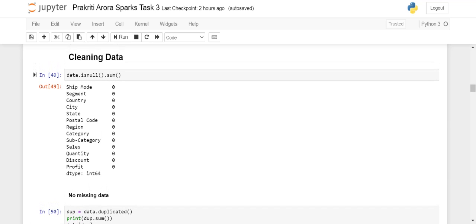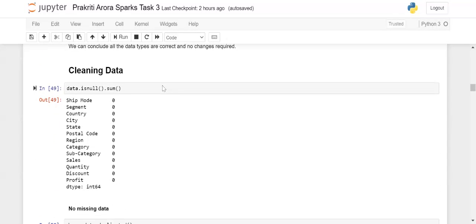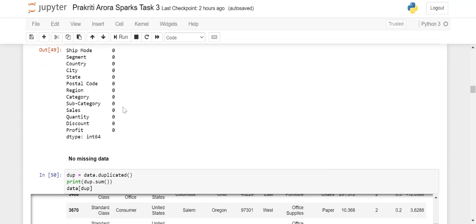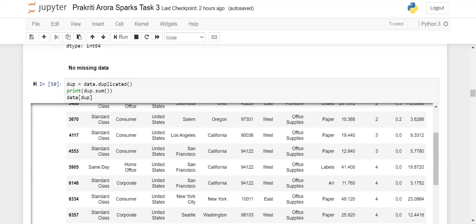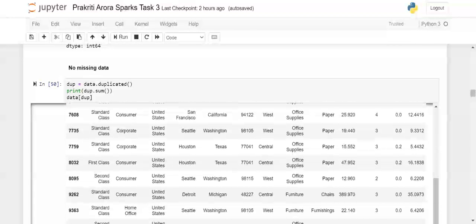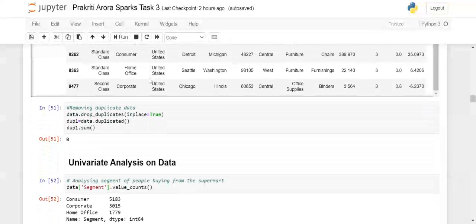Now we'll check for null values. We already saw that there are no null values in the data set. We confirmed here, no missing data. Now we'll check for duplicate data. This shows that the data set has 17 duplicate rows. These are the 17 items that are duplicate in the dataset.